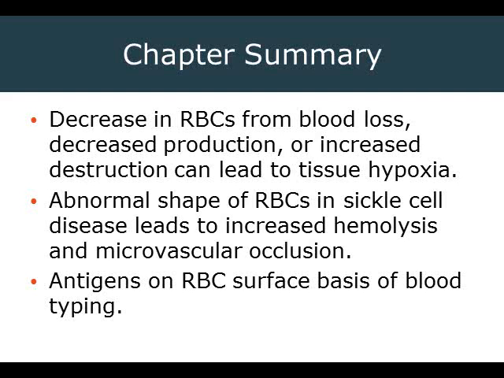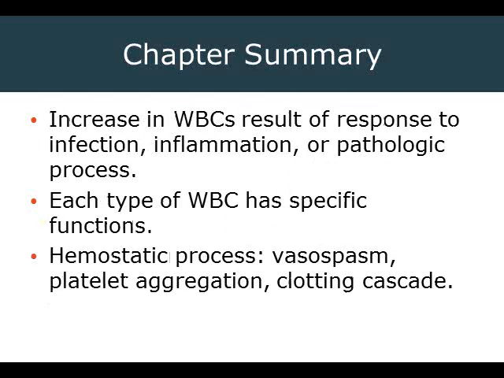Antigens on the RBC surface are the basis for blood typing, so our ABOs and our positives and negatives. An increase in white cells is usually a response to infection, inflammation, or a pathologic process. Each type of white cell has a very specific function. The hemostatic process includes vasospasm, platelet aggregation, and then activation of the clotting cascade.